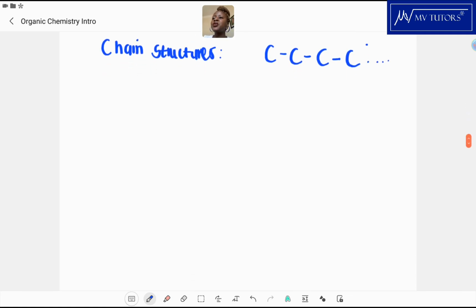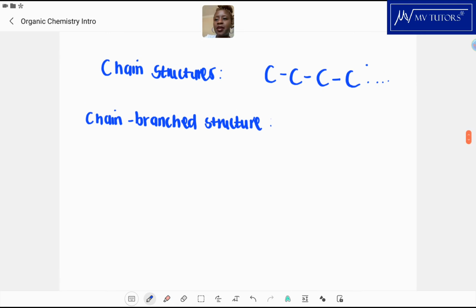You can get branched structures. So there are still chain structures, but they are branched. I will say chain branched structures. That is when, using the same number of carbons as above, so 4 of them, you have your chain, and then somewhere along the chain you have a branch.